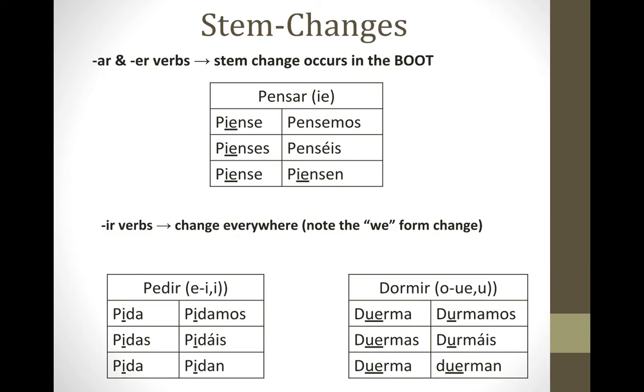Okay, so IR infinitives are a little tricky. They stem change everywhere. Okay, and their we form can only have a 1-letter stem change. Okay, that's why it's coded O to UE, comma U.